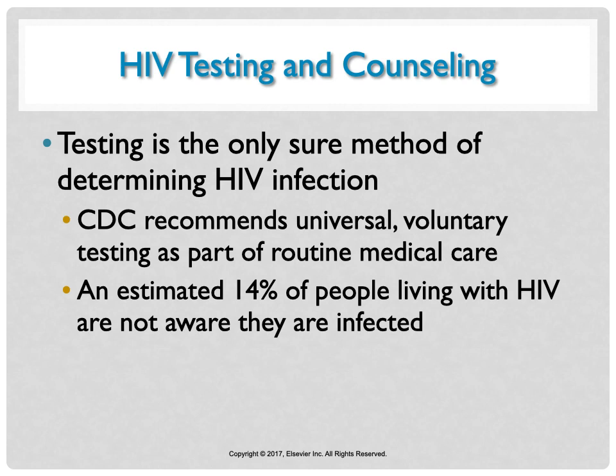Testing and counseling is the only sure method of determining HIV infection. The CDC recommends universal voluntary testing as part of routine medical care, especially if you're having sex with somebody that you haven't had sex with before. Definitely it should be one of those things where you are comfortable enough with that person to talk about whether or not you both get tested.